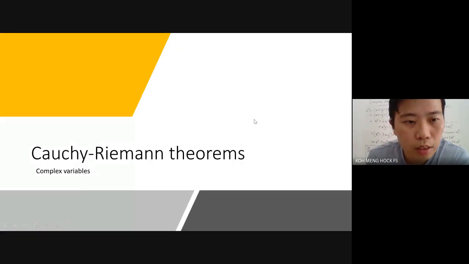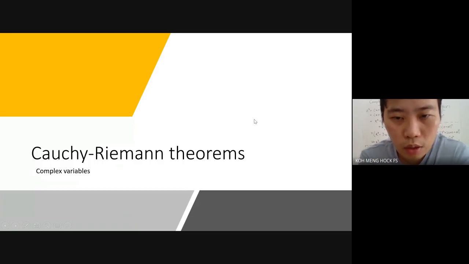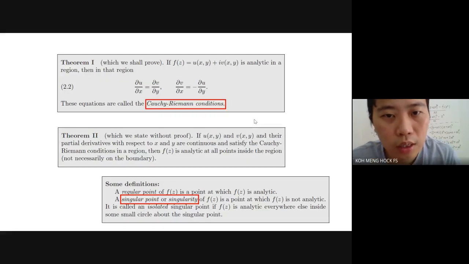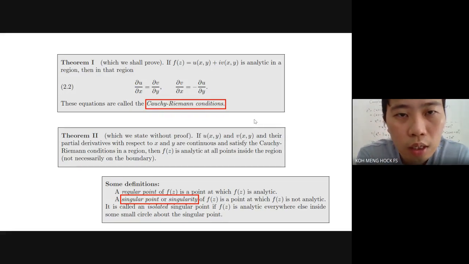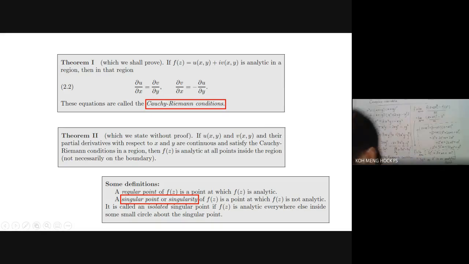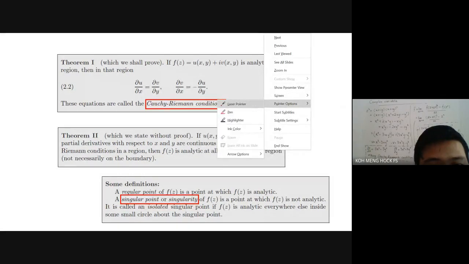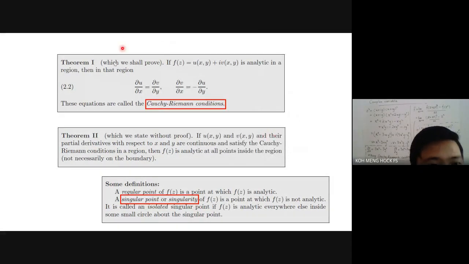So now let me bring you all through a short walk on the Cauchy-Riemann theorem conditions. There are many theorems here. Let's go to the first one. Sorry. I need the pointer. Yep. So let me just go to this one. So theorem number 1.